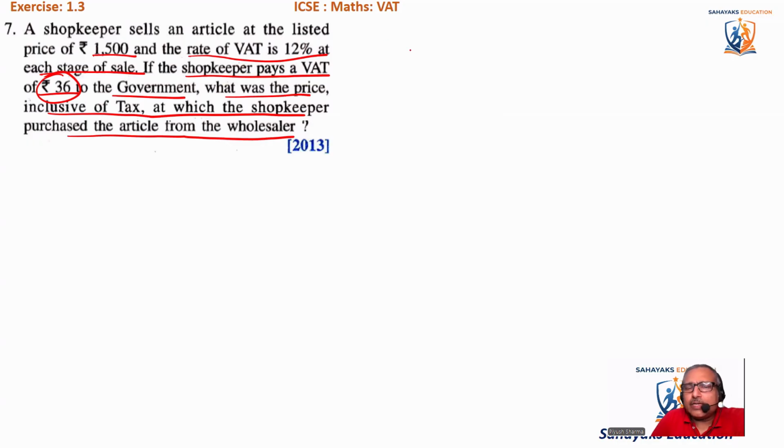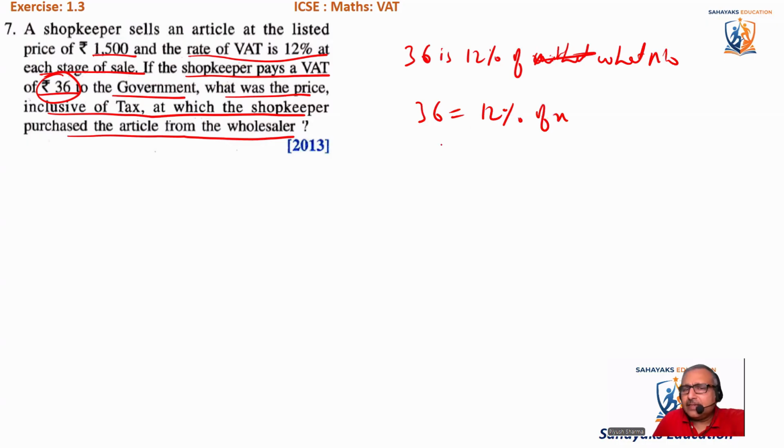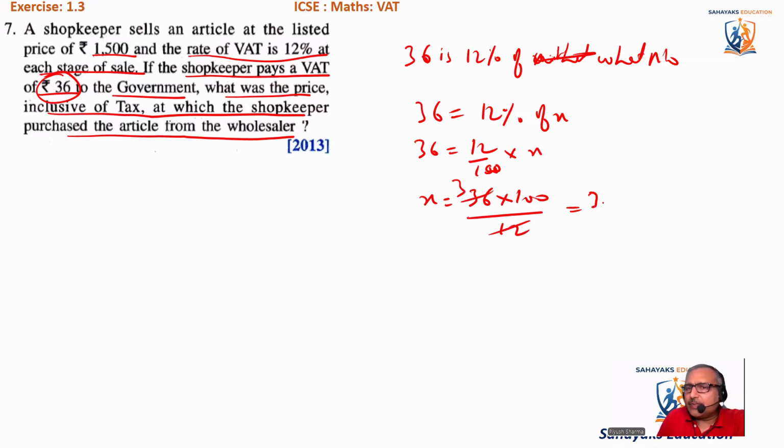So we'll find out that 36 is 12% of what number? How will you find out? We'll say 36 is equal to 12% of X. So 36 is equal to 12 by 100 of X. So X comes out to be 36 into 100 divided by 12, which is 300 rupees.